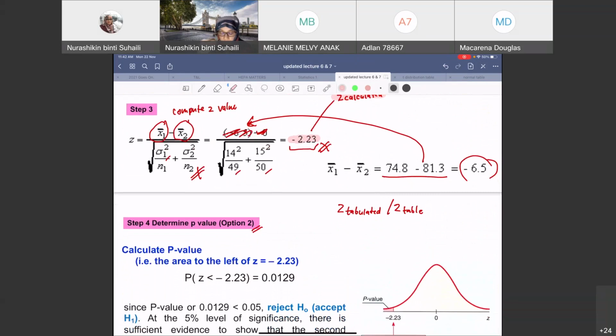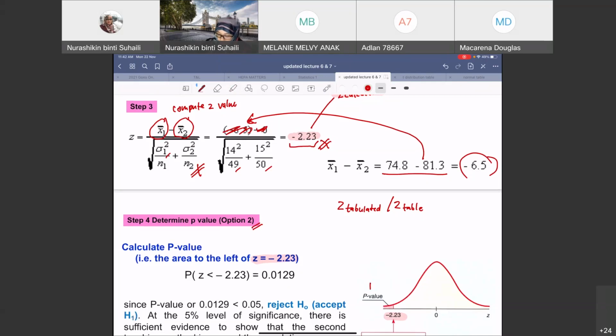What you're going to do with option 2, step: you calculate the p-value. P-value means the tail area. Once you get the minus 2.23, you sketch it on the graph. This is the Z value of minus 2.23, and the p-value is referring to the tail area here. So how are you going to find it? You can apply the symmetric rules. This area is actually the same p-value as when Z is equal to positive 2.23.